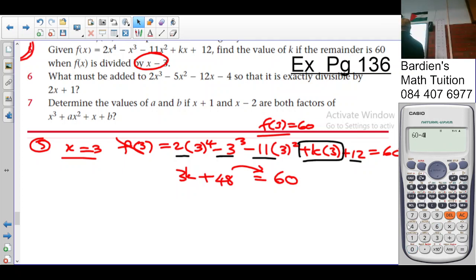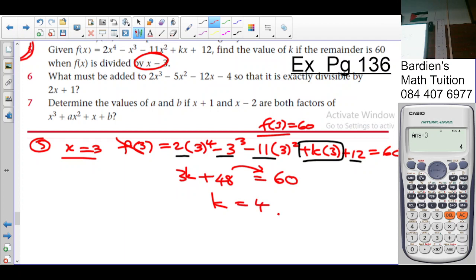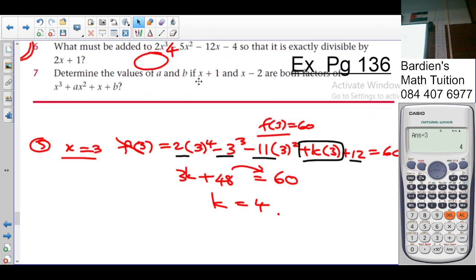60 minus 48 is 12, divided by 3 is 4. So k is equal to 4. So that means if I put a 4 in for k and I divide that by x minus 3, or substitute 3 where I see x, you'll get the remainder of 60. Okay. Any problems with number 6? Yes?